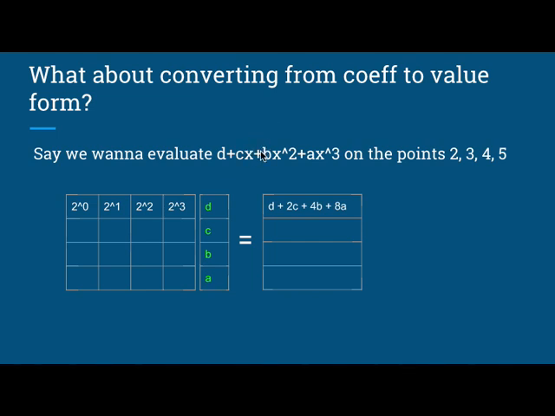This is exactly the same thing as evaluating this polynomial. Are you convinced that matrix vector multiplication, if we choose the matrix correctly, of course, can give us the value form representation of the polynomial, given the coefficient form? Convinced? I need some nods, then only I know that you're convinced. All right, I got some nods.